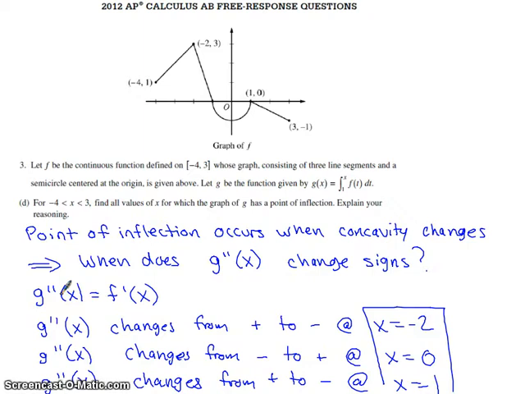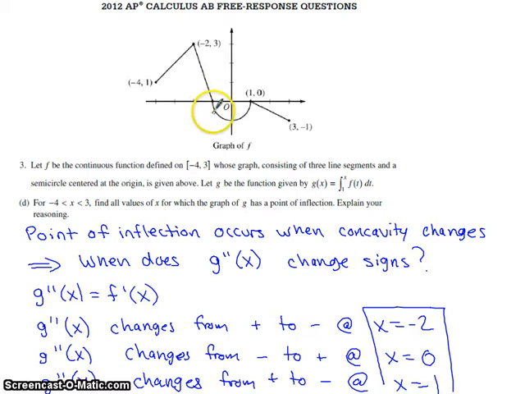So where does g double prime change signs? Well, it changes signs at the x value of -2. It changes from positive to negative. So our function g, its graph is going to change concavity from concave up to concave down as we cross -2, making it an inflection point.